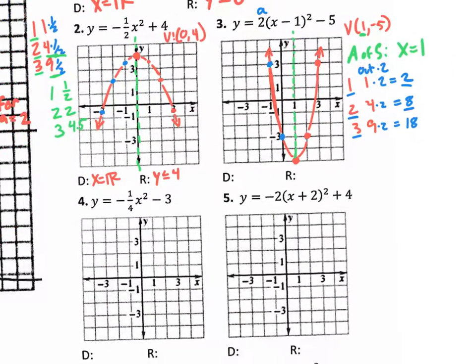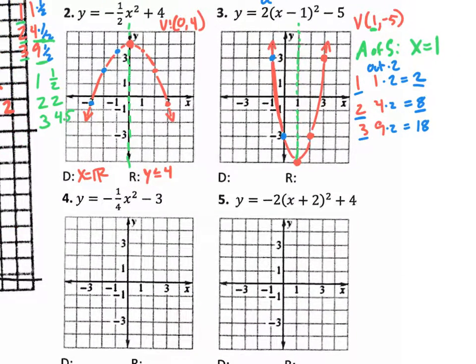Okay. Again, the domain, x equals all real numbers. And the range, y, is going to be either greater than or less than or equal to. In this case, y is greater than or equal to the y value of your vertex, which happens to be -5.